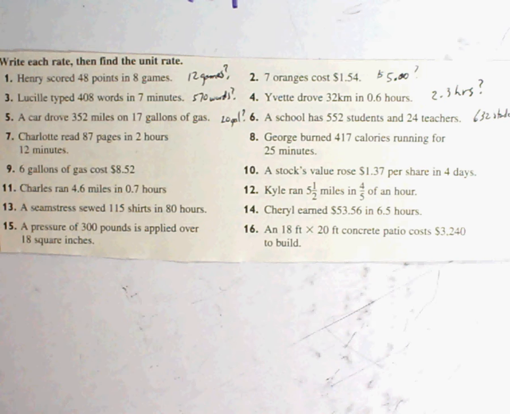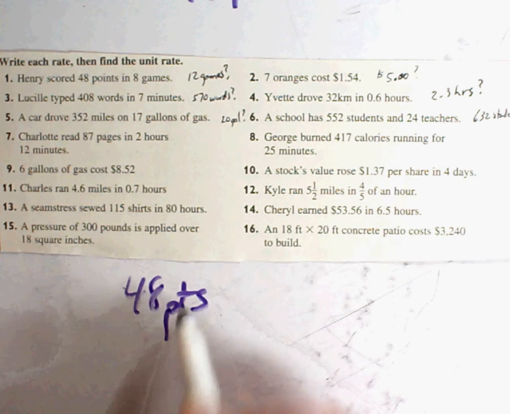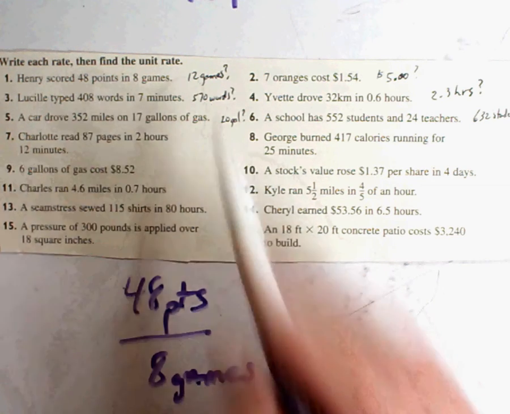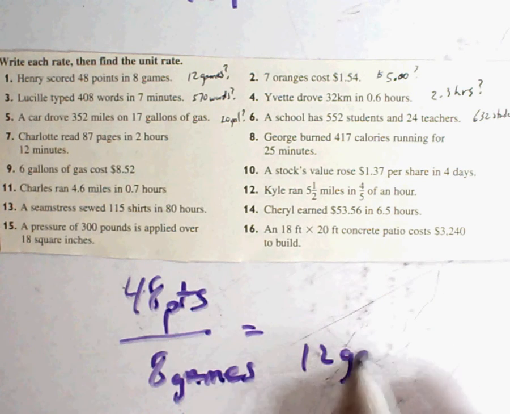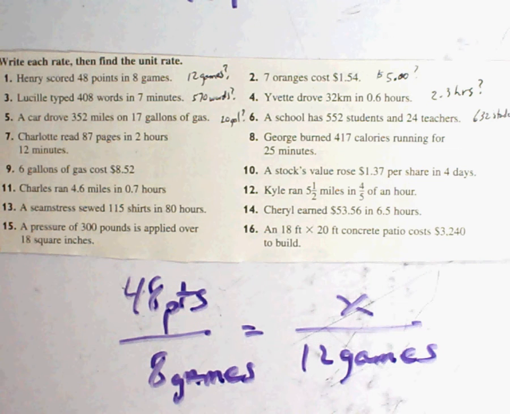Okay, on number one, Henry scored 48 points in 8 games. The question says how many in 12 games? So I just wrote that in. What's your x? So you're going to cross multiply and solve.